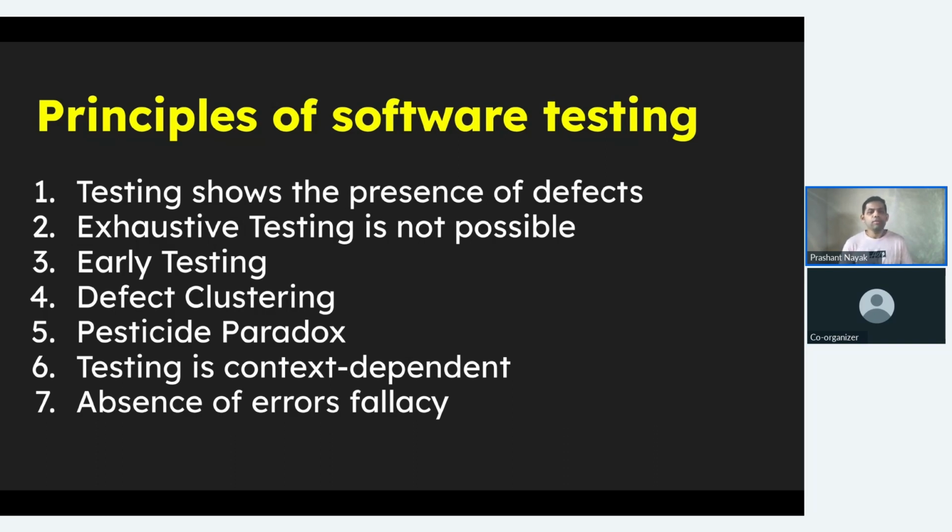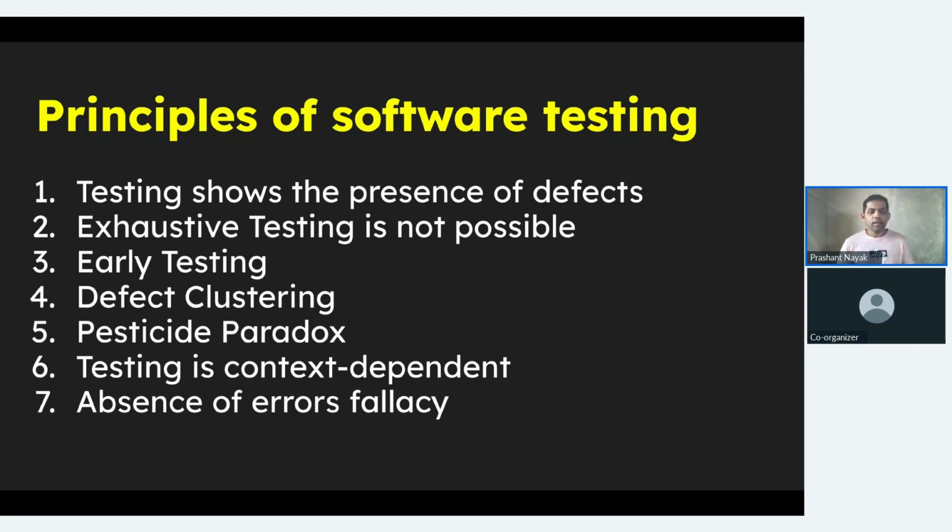Then the fourth principle is defect clustering, which follows the Pareto principle, which says that 80% of the defects are found in 20% of the modules. So let's say there are 10 modules. Out of those 10 modules, 2 modules will have the majority of the defects. That is the principle, and that is true in the majority of cases.